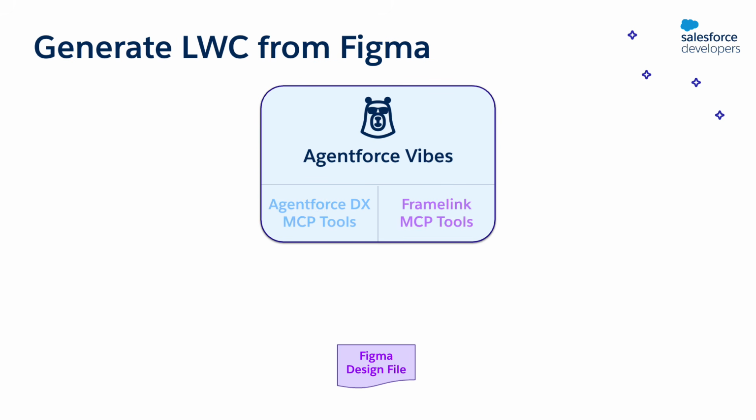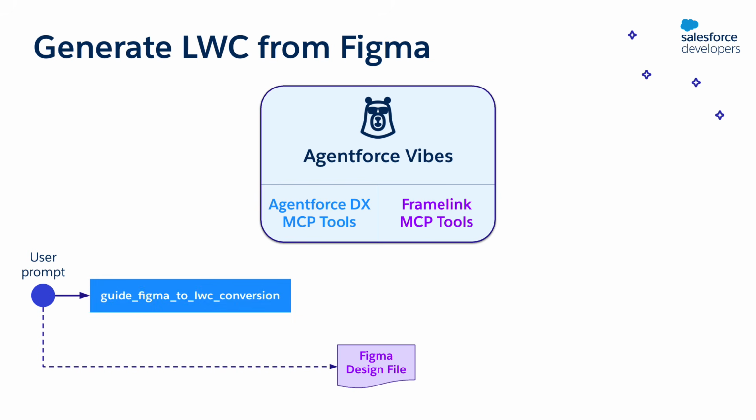Here's how it works. You start by installing the FrameLink third-party MCP tool that allows Agentforce Vibes to read Figma files. You then prompt for a LWC to be generated from a given Figma design file thanks to its URL. This triggers the Guide Figma to LWC conversion tool from the Salesforce DX MCP server. This tool provides guidance on how to build the LWC and how to retrieve the design.